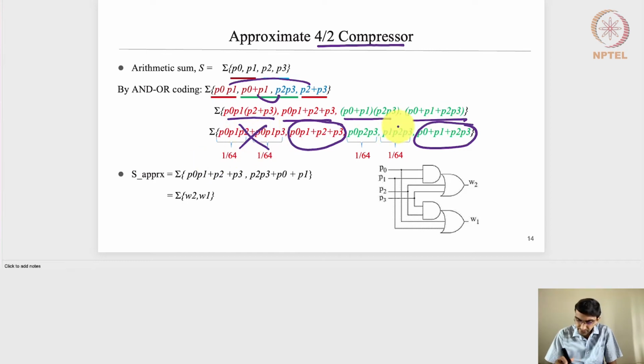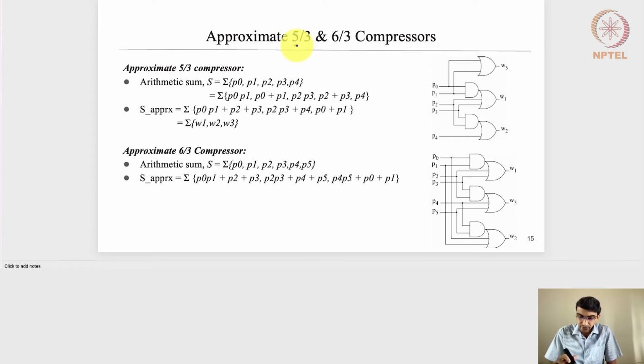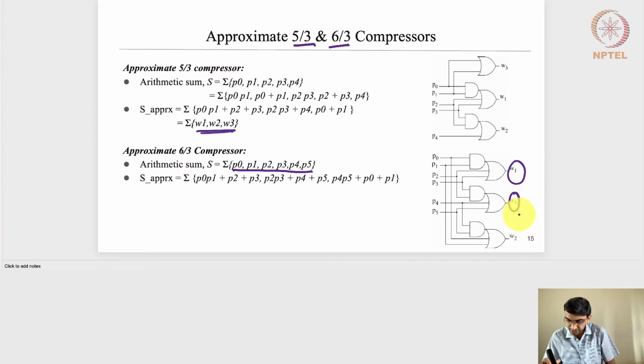So we can ignore this, we can ignore this. So finally we'll be left with P0, P1 plus P2 plus P3, and P2, P3 plus P0 plus P1. So with W2, W1, we can form this using the AND and OR gates. So similarly, we can do the 5:3 and 6:3 compressors also. So eventually, by having 5 partial products, we can have 3 of them, and for having 6 of the partial products, we can eventually reduce it further. So you can see that it is actually having the 3 on the outputs here.